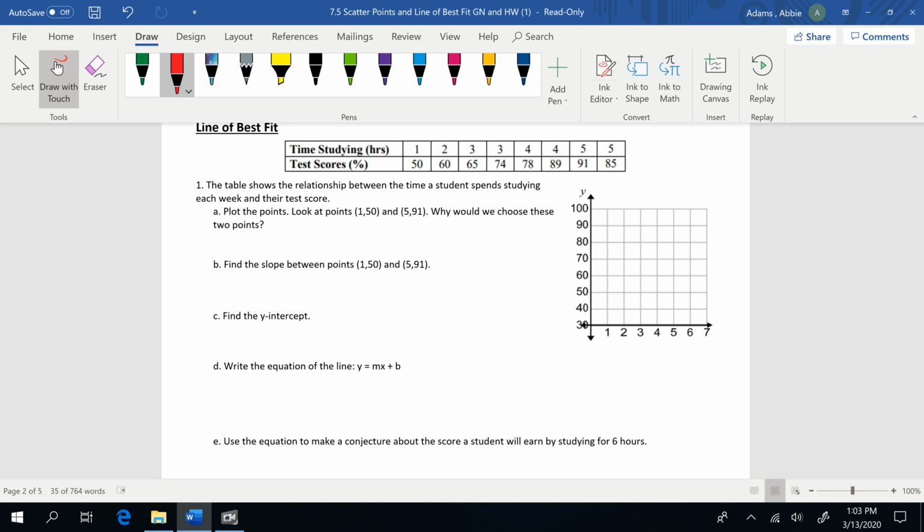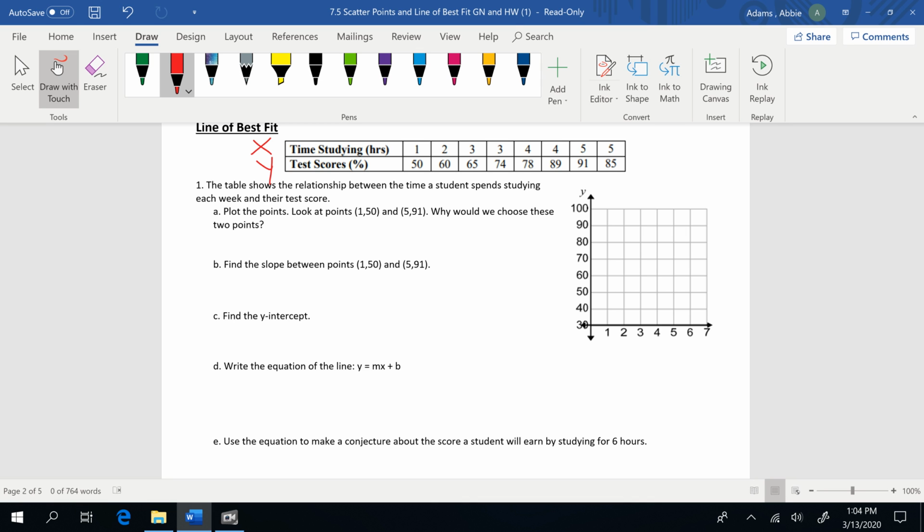We're going to talk about a collection of data between how long a student studies versus how their test scores relate to it. So whether a student studied for 1 hour, 2 hours, 3 hours, 4 hours, or 5 hours. Because this is the independent variable, this is going to be our x coordinates. Then the test scores, which are dependent on the time studied, are going to be our y coordinates. So we have a varying amount of test scores in this data. The table shows the relationship between the time a student spends studying each week and their test scores.